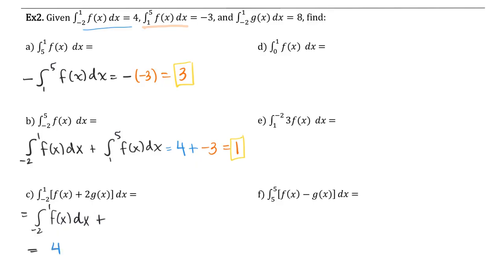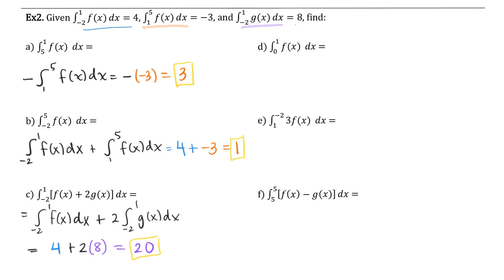Now for 2 times g of x from negative 2 to 1, do I know that? Well, I know negative 2 to 1 of g of x. I don't know the 2. So I'm going to put the 2 on the outside. So I'm going to do plus 2 times the integral from negative 2 to 1 of g of x dx, which is 8, so this is going to have 2 times 8. So this is 4 plus 16, which is 20. And again, I would not show the algebraic step at first, but do show this step so I can see where the values are coming from.